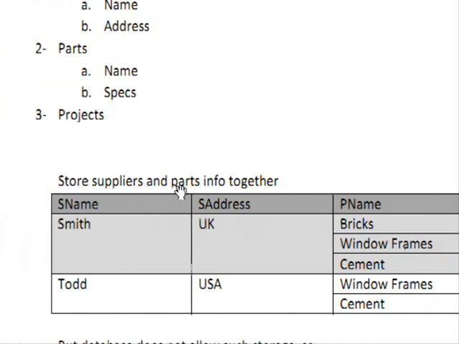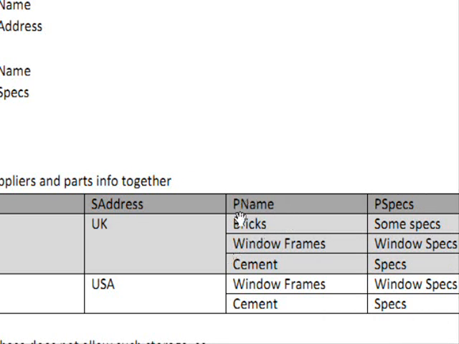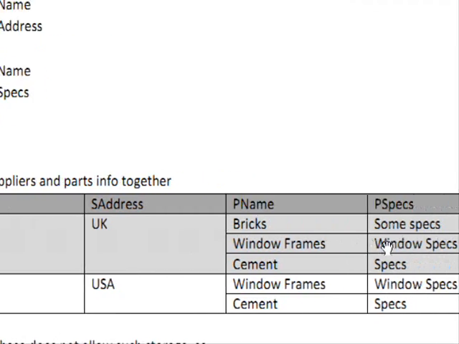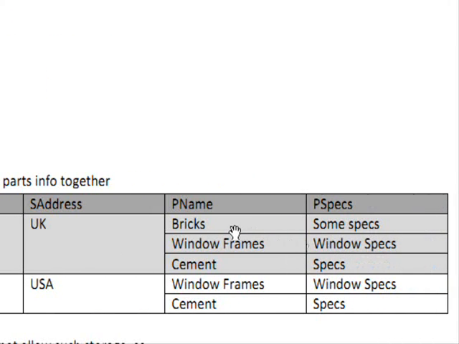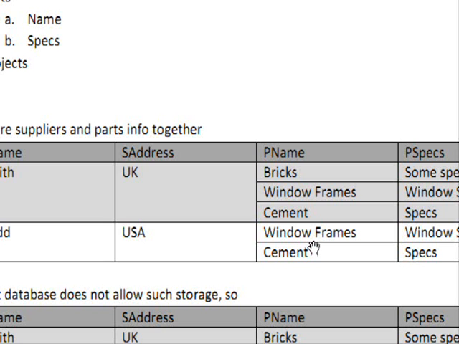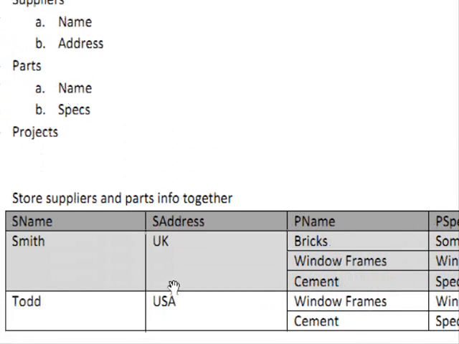So first of all, in order to store the information of the suppliers and the parts they provide, you might have something like this. You have the supplier name, the supplier address, and the part name for that supplier and the specs. So here you can see Smith is in the UK, and he is supplying bricks, window frames, and cement, and here these are the specs. And you have Todd in the USA, and he can supply you with window frames and cement.